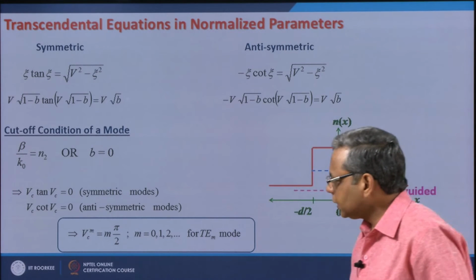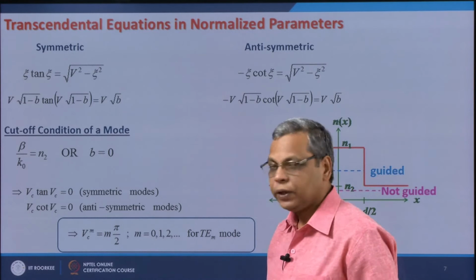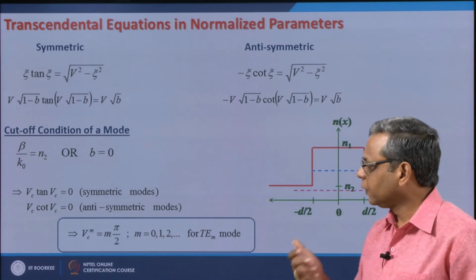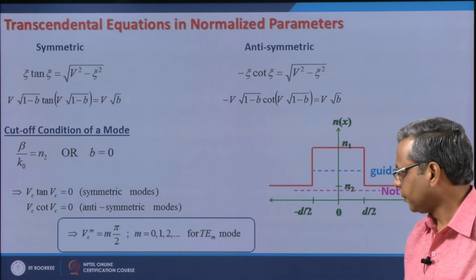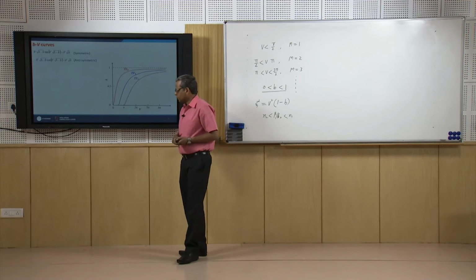So TE0 mode will have no cutoff, m is equal to 0. TE1 mode will have a cutoff of pi by 2, TE2 mode will have cutoff pi and so on. So this is how I get the cutoffs of the modes.